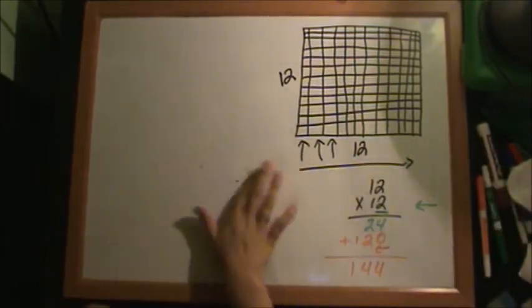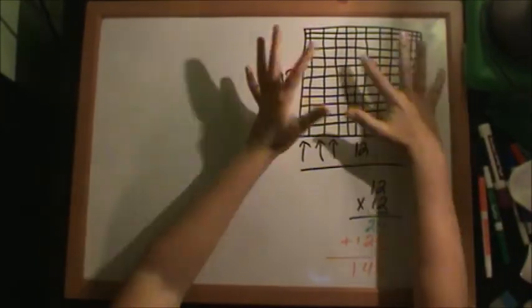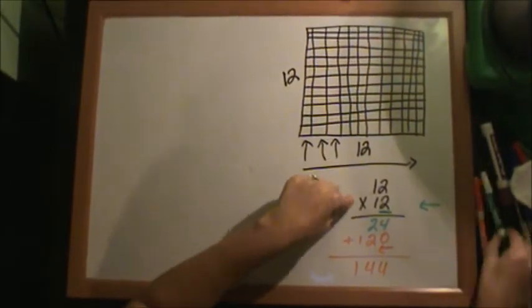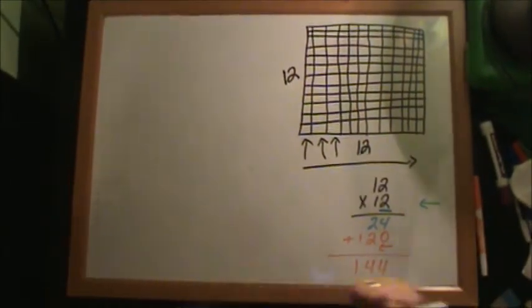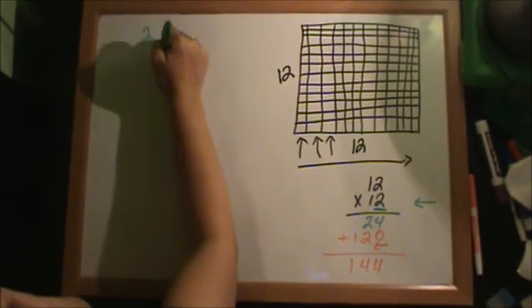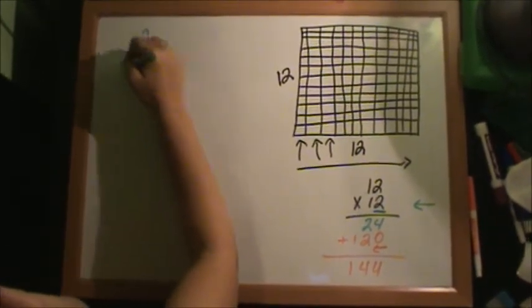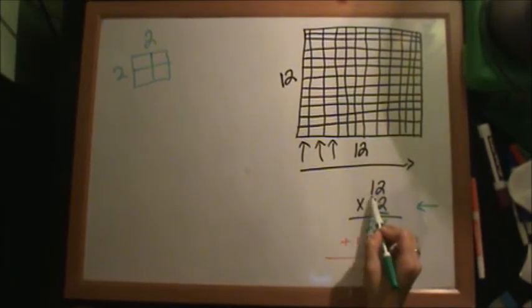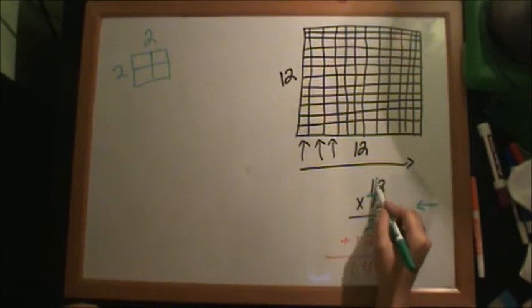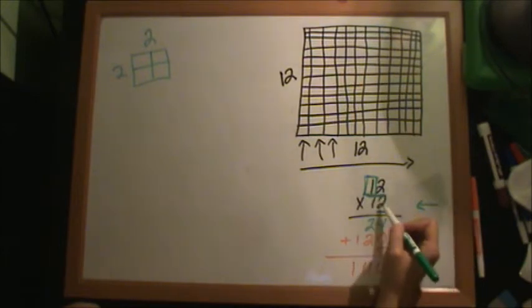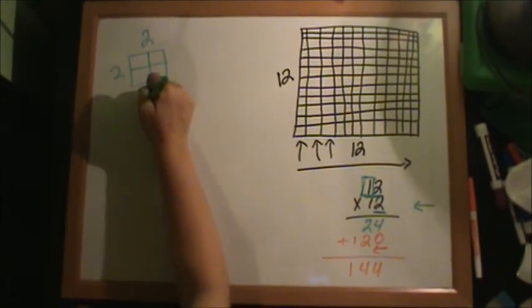So instead of drawing this huge picture all at once, standard algorithm just breaks it down. That's all it does. 2 times 2. I'm going to go ahead and draw it. 2 times 2. Then it moves to 2 times 10. This is not 1 right here. 1 is the digit by itself. The place that it's in is the tens place. So this is a 10. 2 times 10.